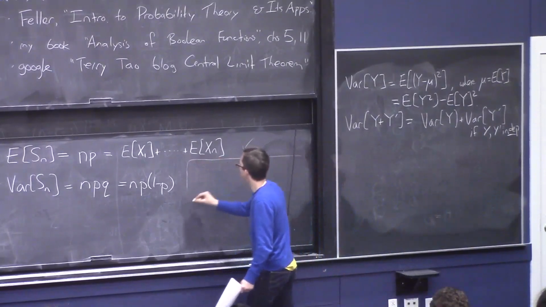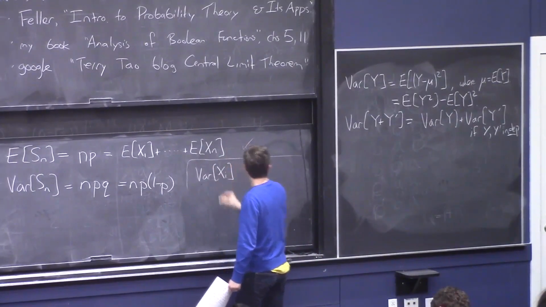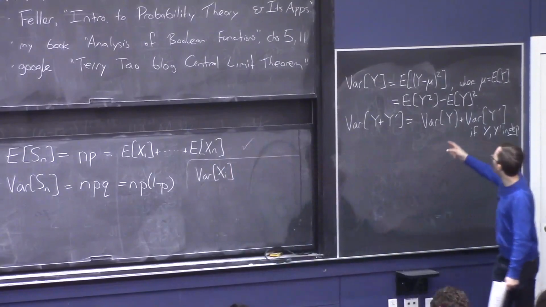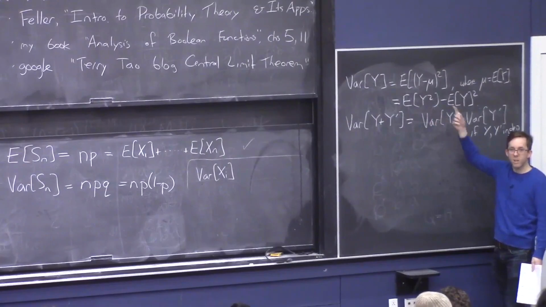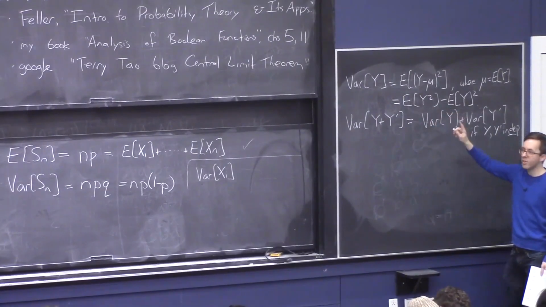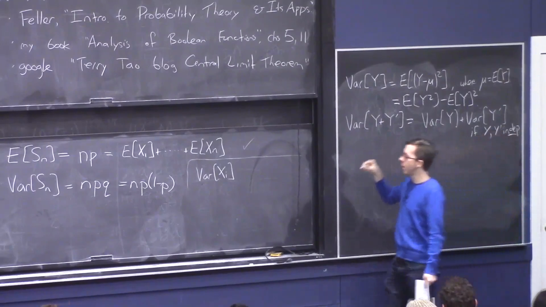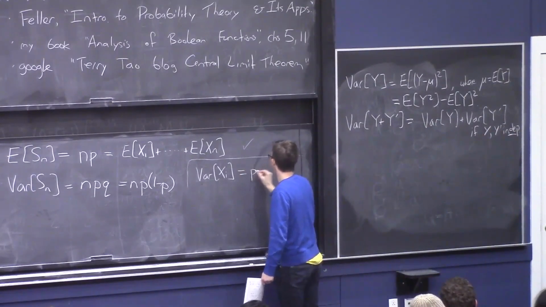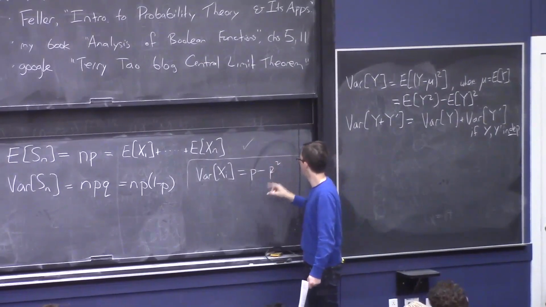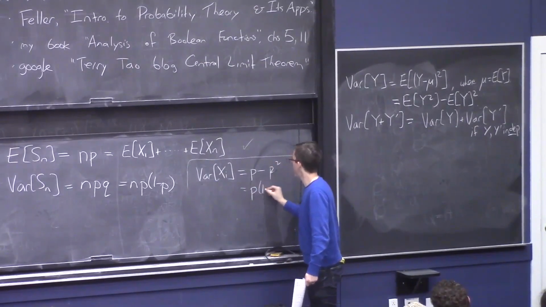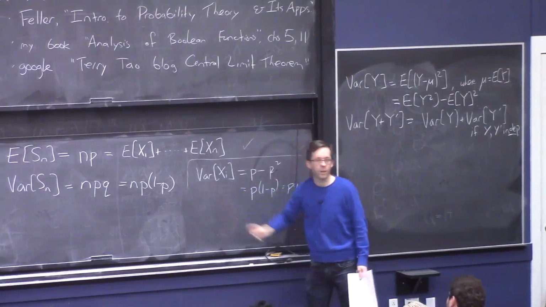Let's do that here. The variance of an individual Xi, well, let's say using this formula because it's easier. Each Xi has a property that Xi squared is the same as Xi because it's just 1 or 0. So the expected value of Xi squared is 1 with probability p. And then we know its expectation is p, so this is p minus p squared, which is p times 1 minus p, or pq. Okay, so that's how we can derive this.